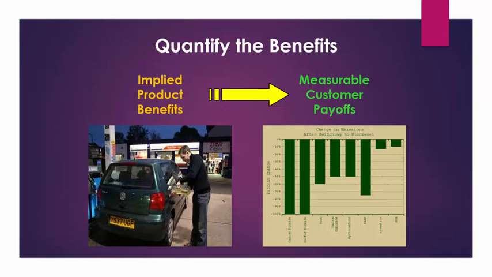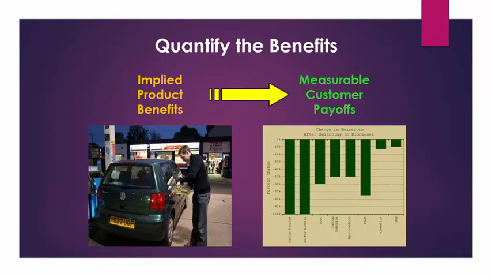Now, there's a classic book out there called Spin Selling by a British consultant, Neil Rackham, and he puts it in terms of converting implied product benefits to measurable customer payoffs. The example that we have here is a gentleman pouring a gallon of cooking oil into his Volkswagen car. It turns out that the Volkswagen, which I believe is a diesel, can run on cooking oil, although you probably don't want to do it for a long period of time. That's an implied benefit because using cooking oil instead of diesel fuel makes sense only if cooking oil is lower priced than diesel fuel.